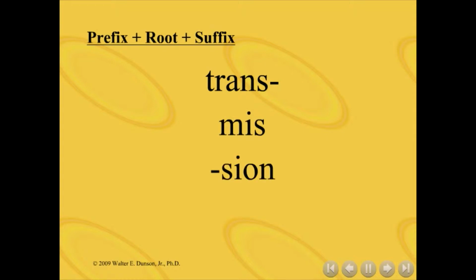For an example of prefix, root, and suffix, we have the prefix trans, which means across, the Latinate root mis, which means to send, and the suffix shun, which means the result of an action. We combine them, and we get transmission, which means the result of sending across.